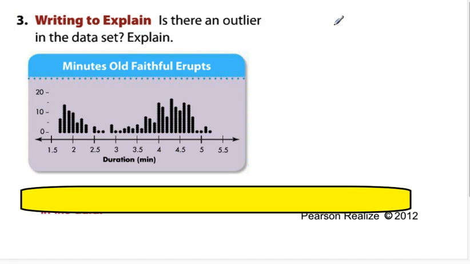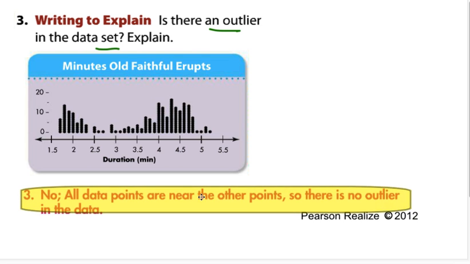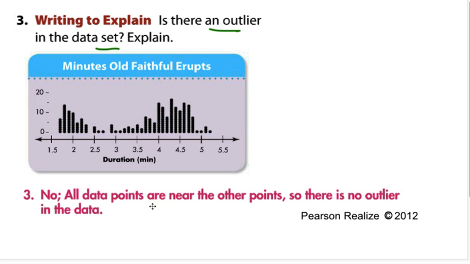See if you can answer this question. Is there an outlier in the data set? Explain. Well, the answer given by Pearson: No. All data points are near the other points, so there are no outliers in the data. Okay, there are no outliers in this data. So there's nothing extreme to the left, there's nothing extreme to the right.